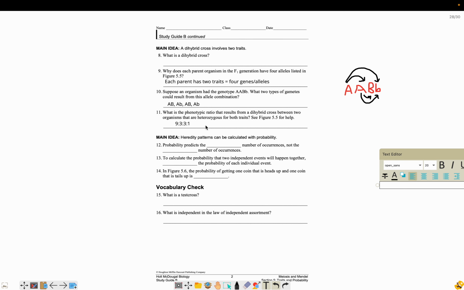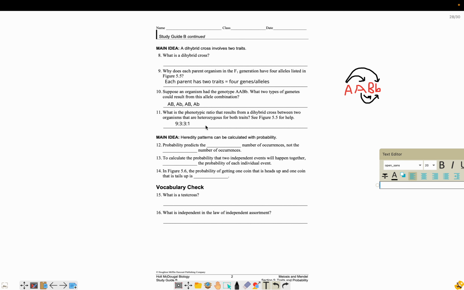All right, number 12. Probability predicts the blank number of occurrences, not the blank number of occurrences. So when we're dealing with probability, we need to know that we're going to get the average, not exact. So probability predicts the average number, not the exact.